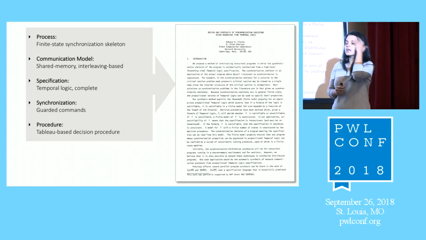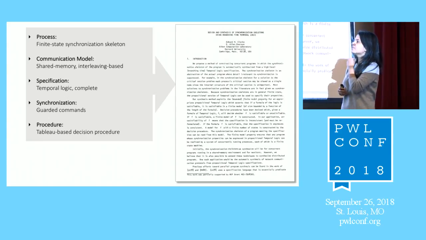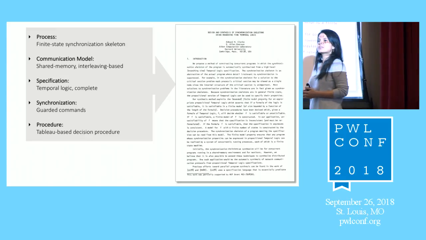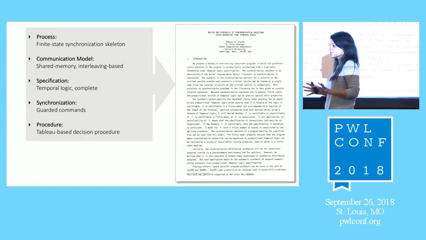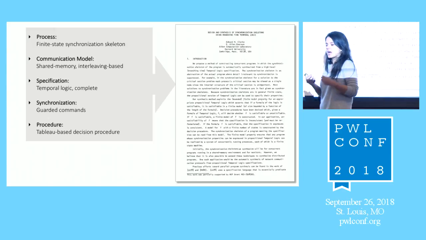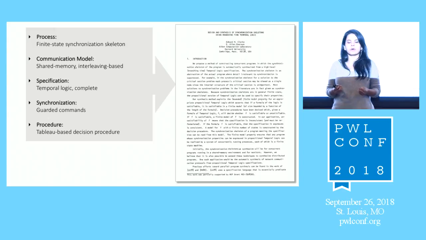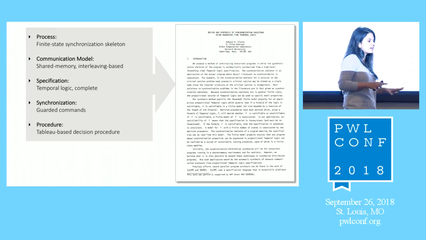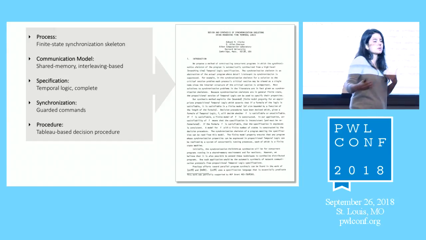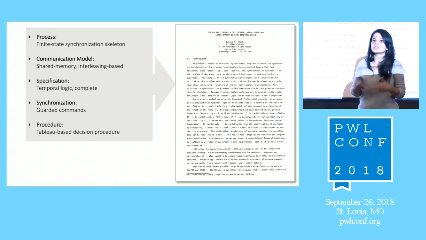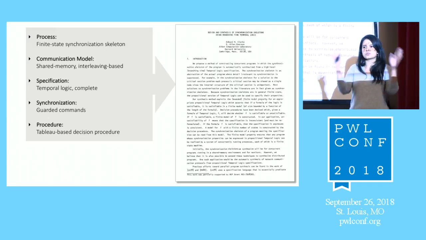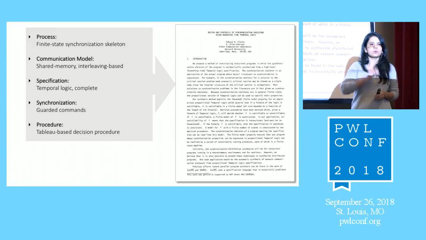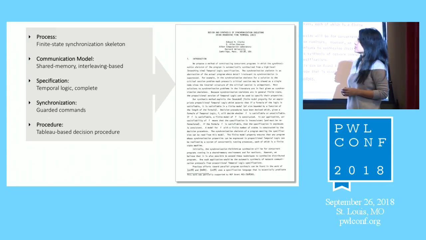Processes in this paper are what are called finite state synchronization skeletons, which are labeled transition systems that essentially capture the concurrency in the program and suppress details that are irrelevant to synchronization. For instance, a process could be doing a bunch of local computation which is irrelevant to synchronization, and that is all abstracted away into one node in this finite state labeled transition system.